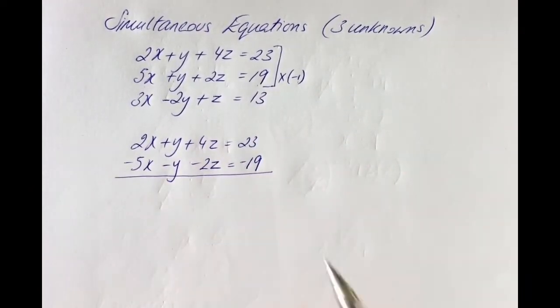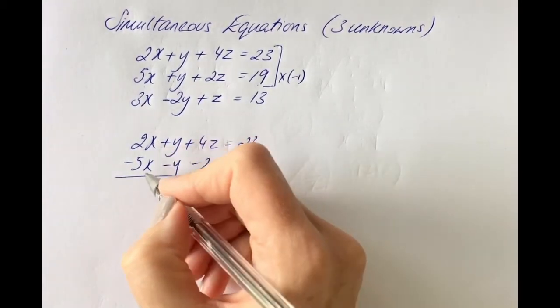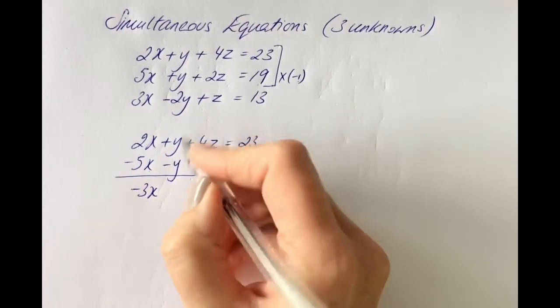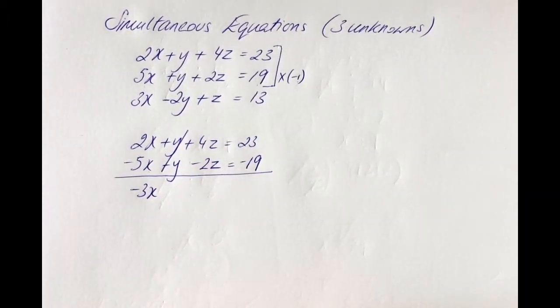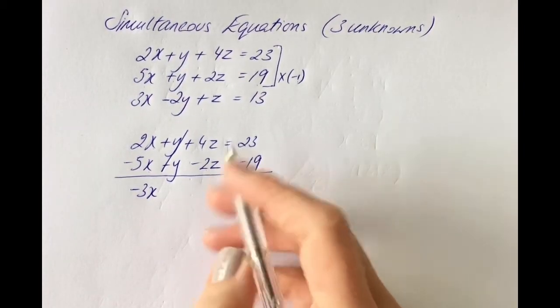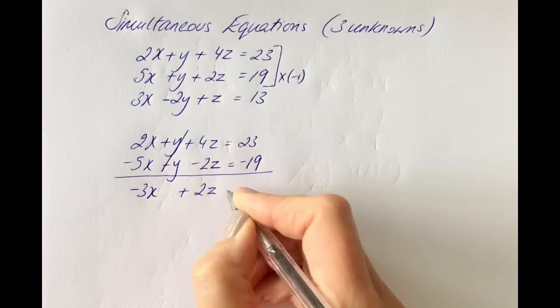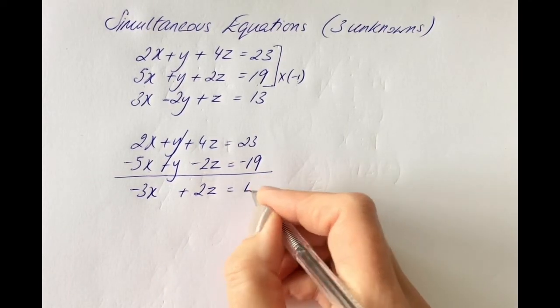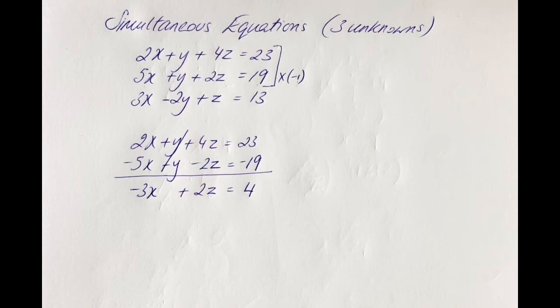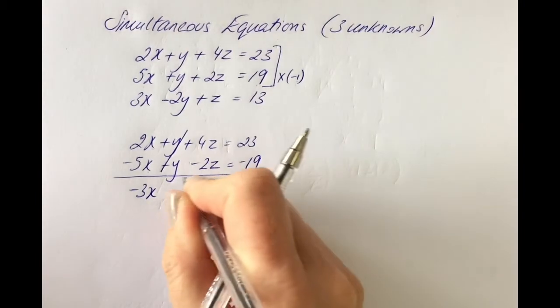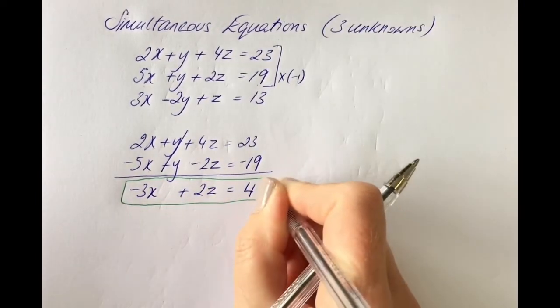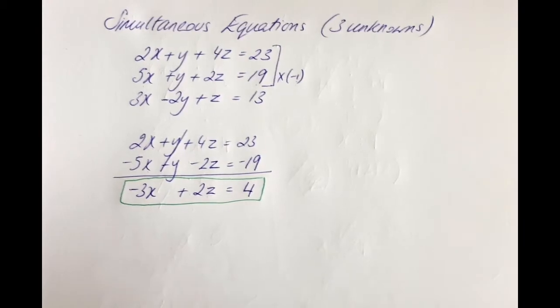Okay, so now we are going to add the equations together, just like you would do in your normal step 2 of simultaneous equations with two unknowns. 2x minus 5x is minus 3x, y minus y cancels, which is what you want. 4z minus 2z is a positive 2z, and 23 minus 19 is 4. So that is one of the equations that we will look to use in a little while. That's as far as you can go with that.